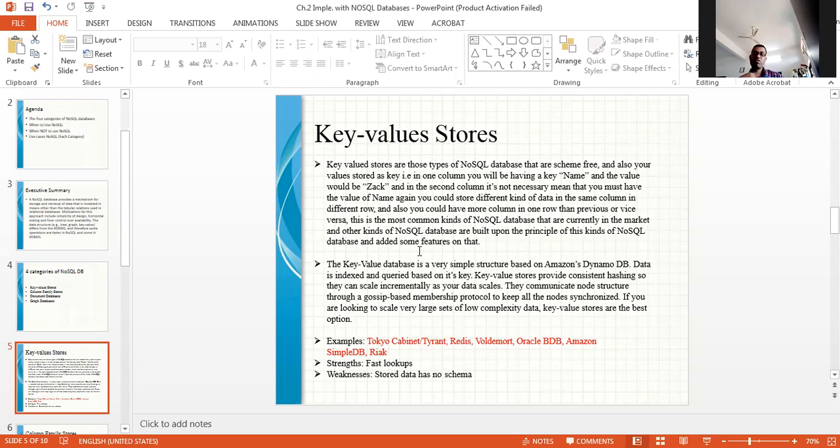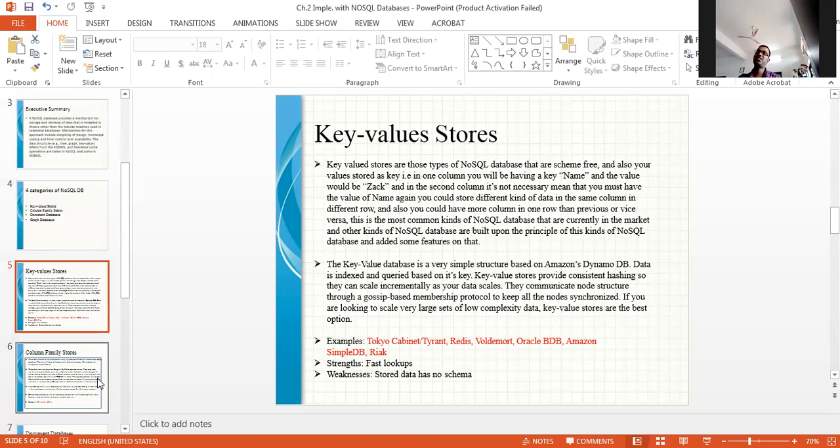The strength of a key value database is that there is fast lookup. Here there is a hash table having key value pairs, and the second value is not necessary here. So fast lookup is the strength, and the weakness is that to store the data there is no schema here.